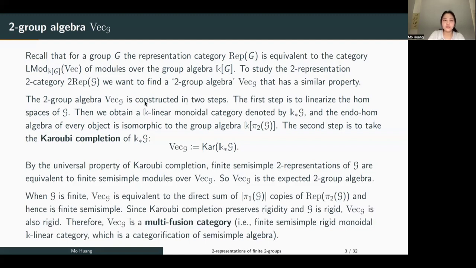Besides, when G is finite, Vec G is equivalent to the direct sum of Pi1G copies of Rep Pi2G, and hence is finite semi-simple. Since Karoubi completion preserves rigidity and G is rigid, Vec G is also rigid. Therefore, Vec G is a multifusion category, that is a finite semi-simple rigid monoidal K-linear category, which is also a categorification of semi-simple algebra.